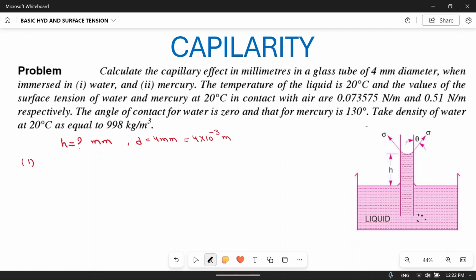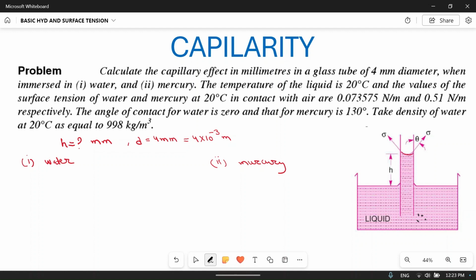When immersed in, there are two conditions. First one is water and second is mercury. The temperature of the liquid is 20 degrees Celsius, and the values of the surface tension are given for water and mercury at 20 degrees Celsius in contact with air.